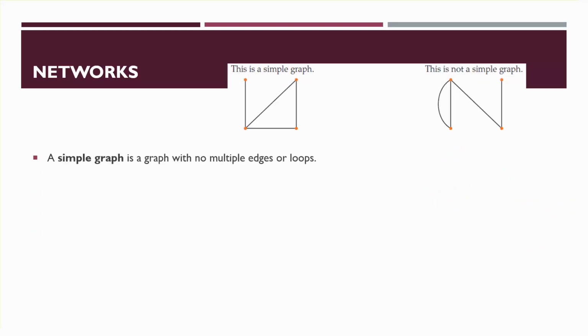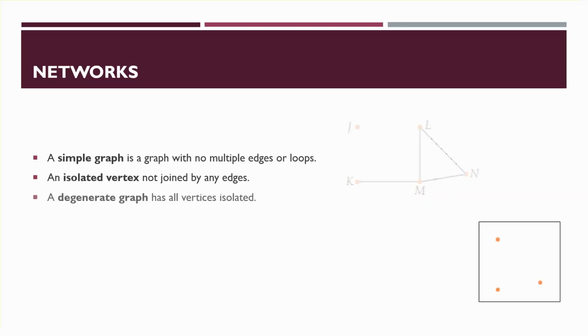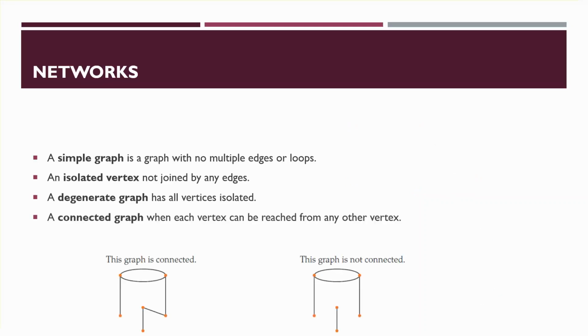Moving on. A simple graph is a graph with no multiple edges or loops. So you can see up here, this is a simple graph, and the one on the right is not a simple graph because you can see that there are multiple edges connecting the two. An isolated vertex is not joined by any edges. And I think it's pretty obvious in this graph that the vertex J is an isolated vertex. Now, a degenerate graph has all vertices isolated, so there are no edges whatsoever in a degenerate graph.